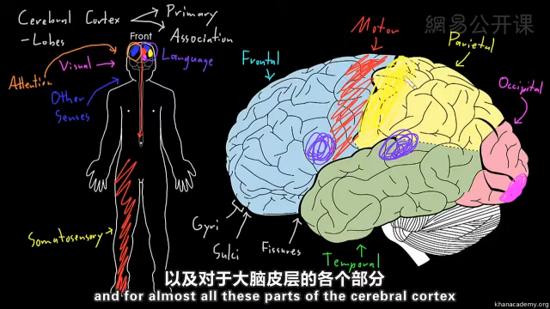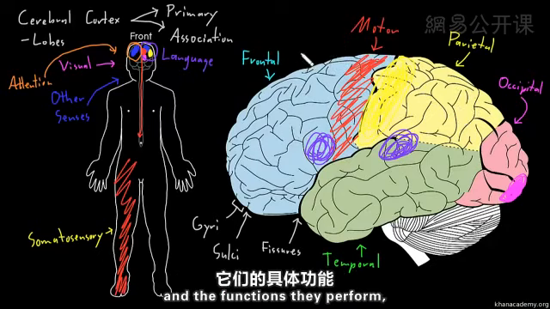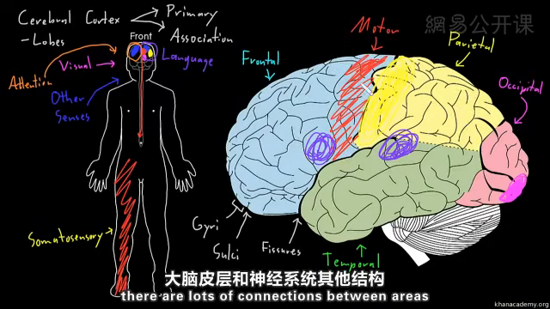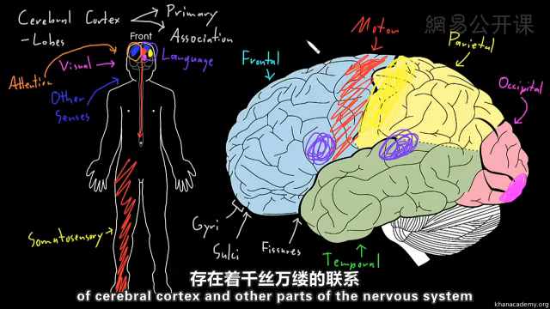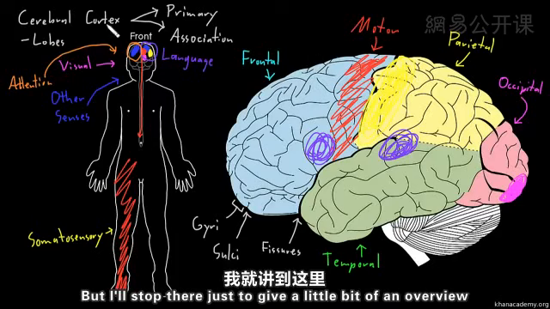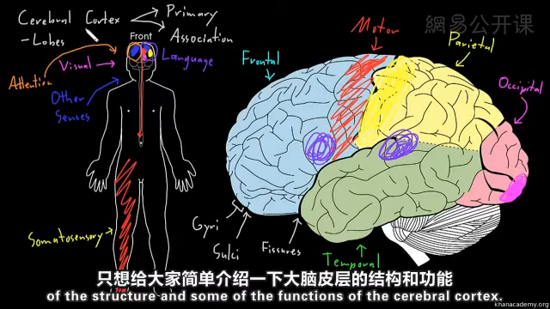And for almost all these parts of the cerebral cortex and the functions they perform, there are lots of connections between areas of cerebral cortex and between areas of cerebral cortex and other parts of the nervous system that are important. But I'll stop there just to give a little bit of an overview of the structure and some of the functions of the cerebral cortex.